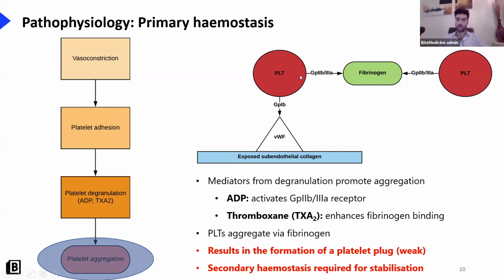I am going to ask this question now. So what's the role of antiplatelet agents? Where do they act in this process? So name some antiplatelets and how do they act in this whole primary hemostasis mechanism?